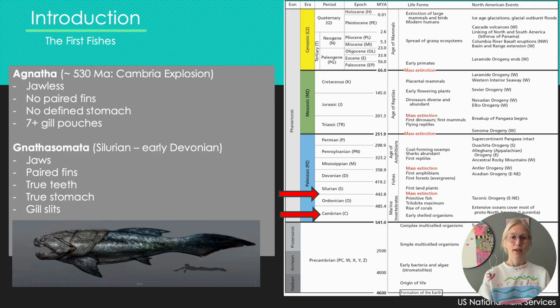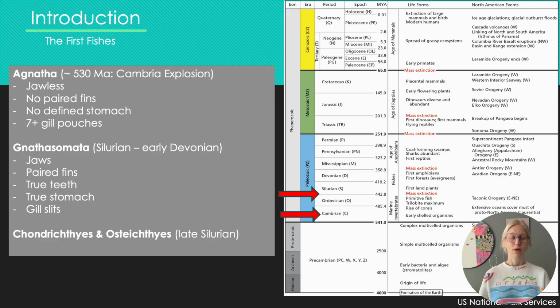And our next big split in the evolutionary tree happens around the same time in the late Silurian, with the development of chondrichthyes, or cartilaginous fish, such as skates and rays, and osteichthyes, or bony fish.